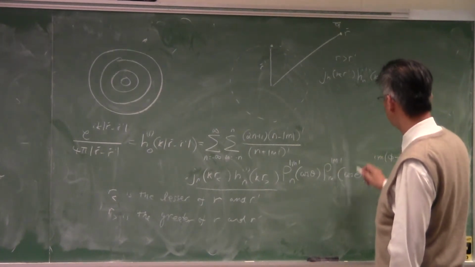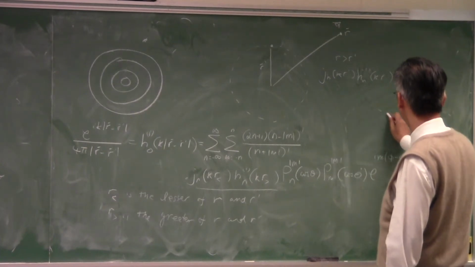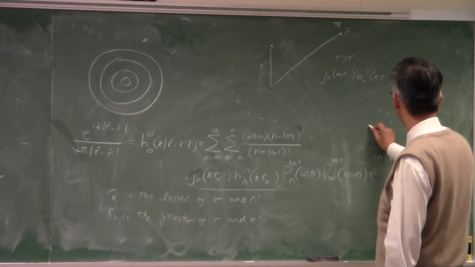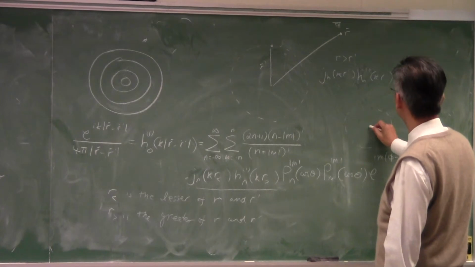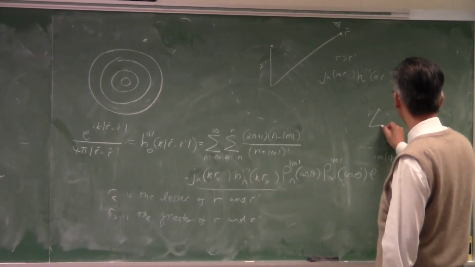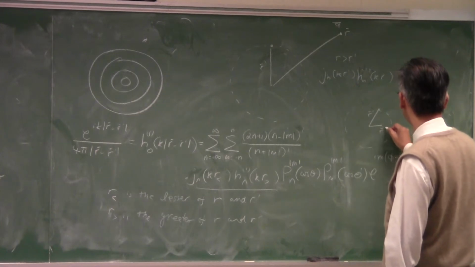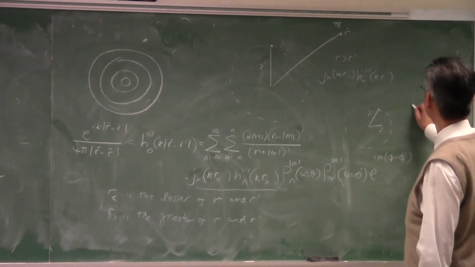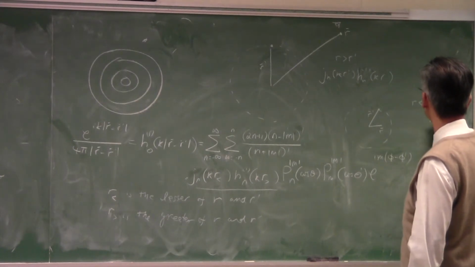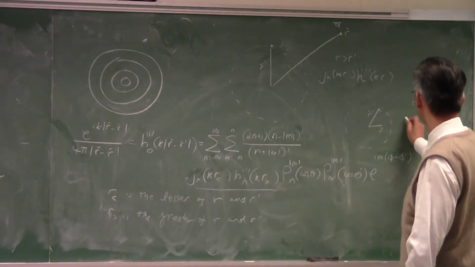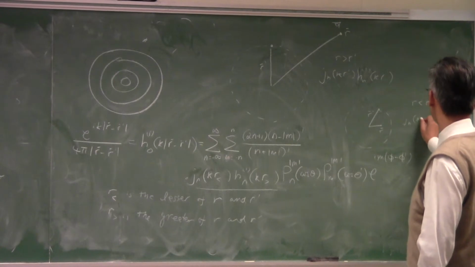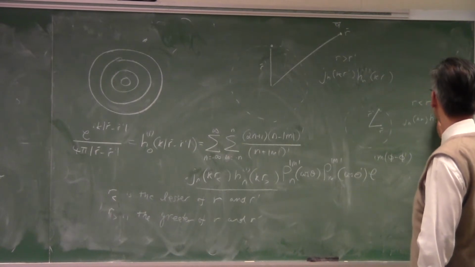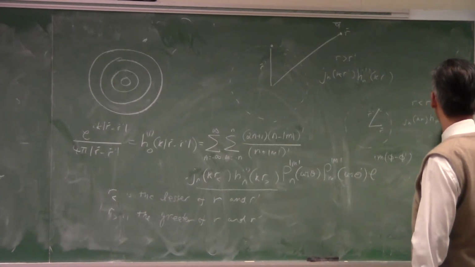And if it's the other case around, say if your r prime is over here, and then your r is inside here, your observation point is inside. And in this case, it's clear that r is less than r prime. And then this expression here will become j_n(k r) h_n^(1)(k r prime).